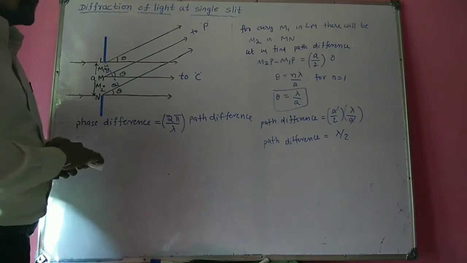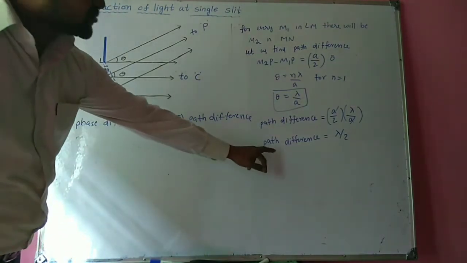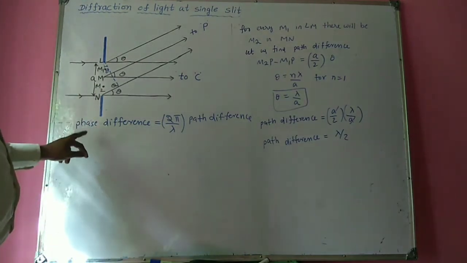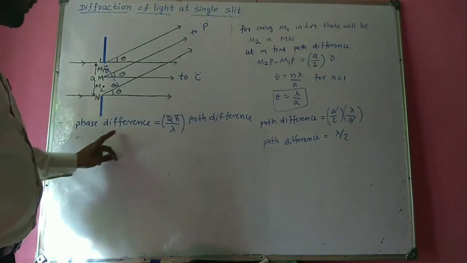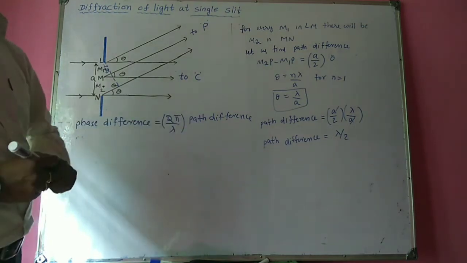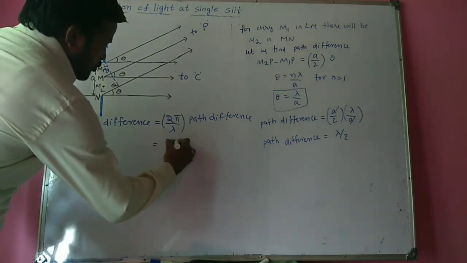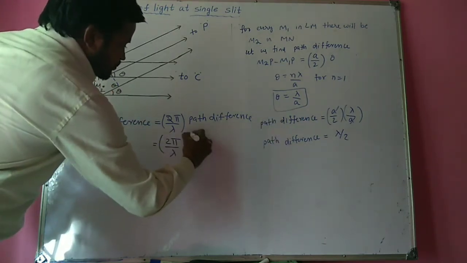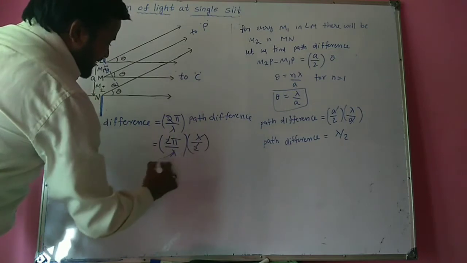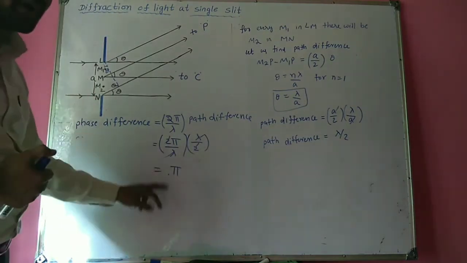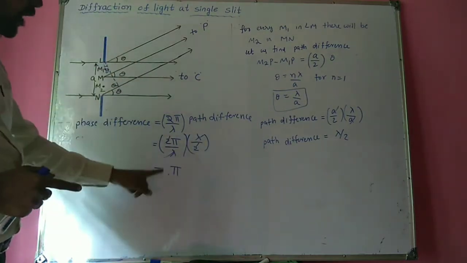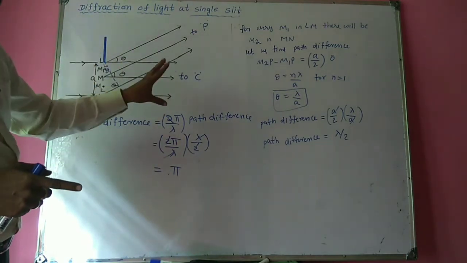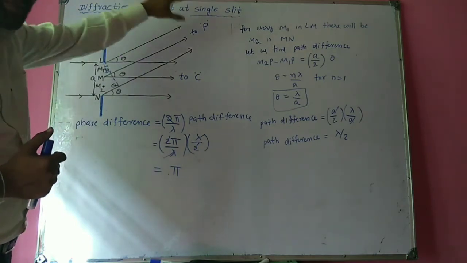Now let us find the corresponding phase difference corresponding to path difference lambda by 2. Already we know the relation between phase difference and path difference: phase difference is equal to 2 pi by lambda into path difference. So that is equal to 2 pi by lambda into the path difference lambda by 2. So lambda gets cancelled and 2 gets cancelled. The phase difference becomes pi. That means the secondary wavelets are out of phase.